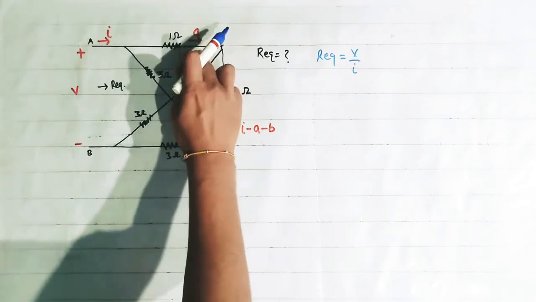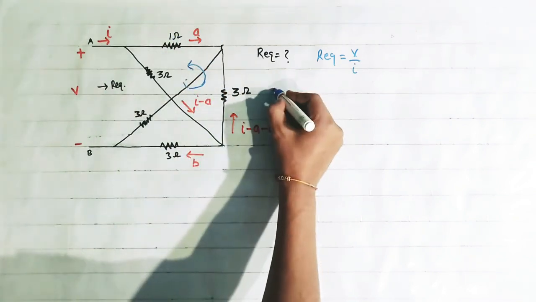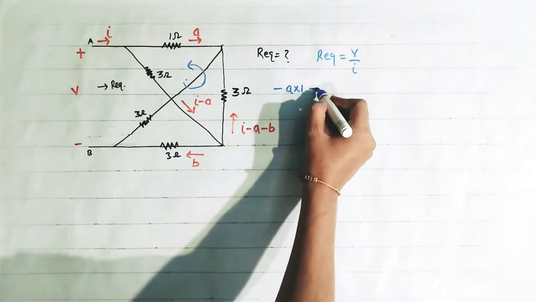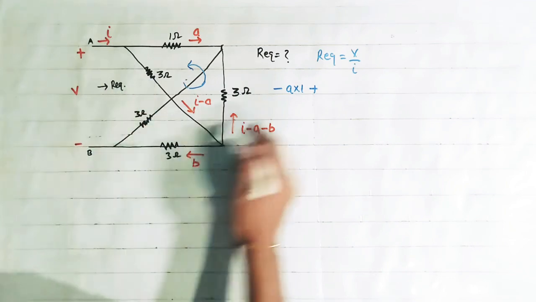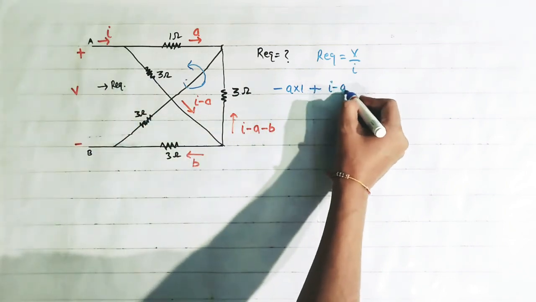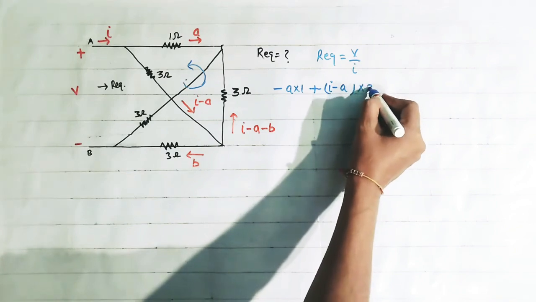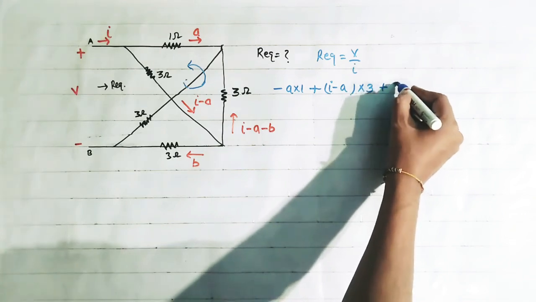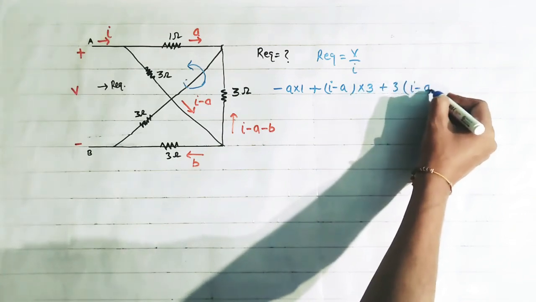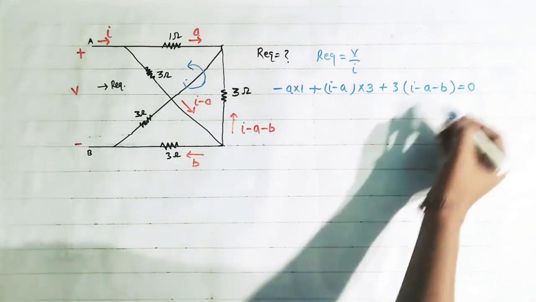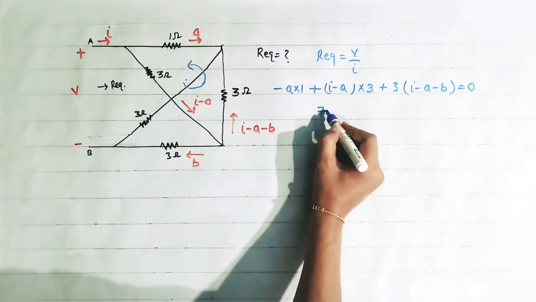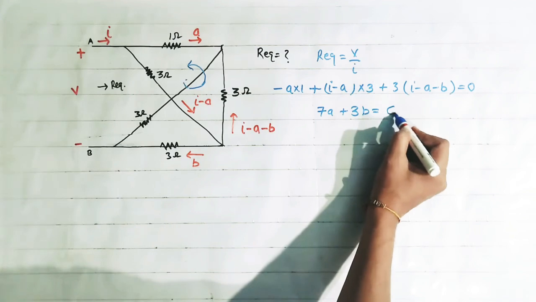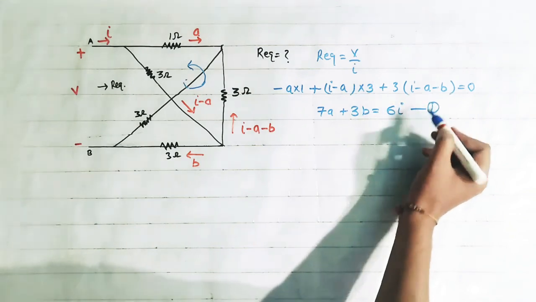So first this minus A is encountered, so minus A into 1, plus I minus A into 3, and then plus 3 into I minus A minus B. From this equation we get 7A plus 3B equals 6I. So this is our first equation.